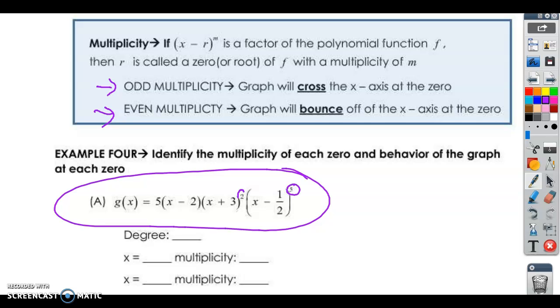So the degree of this function right here, if I were to multiply all these binomials out, I would have 5 plus 2 plus 1, right? So that's a degree of 8. So what are my x values?